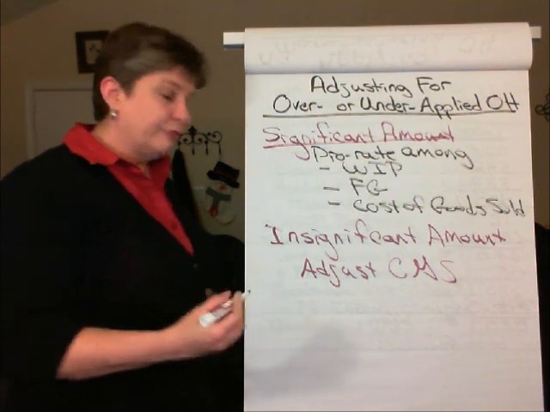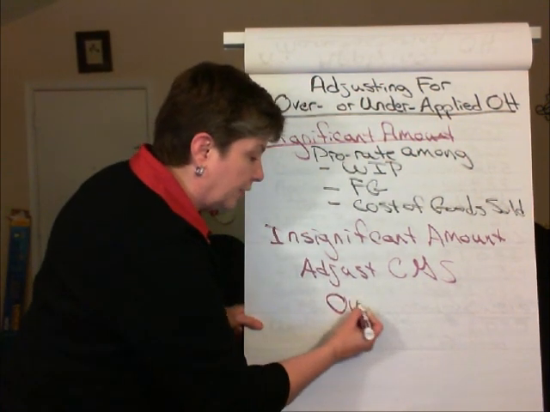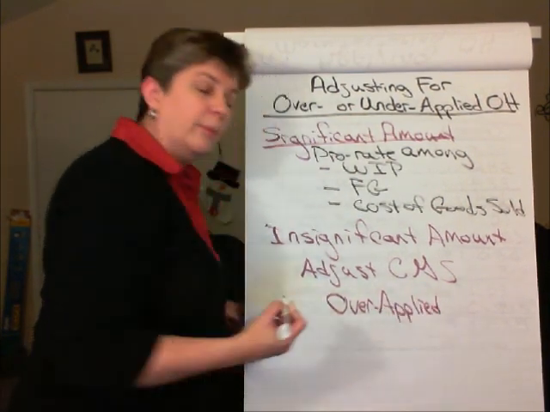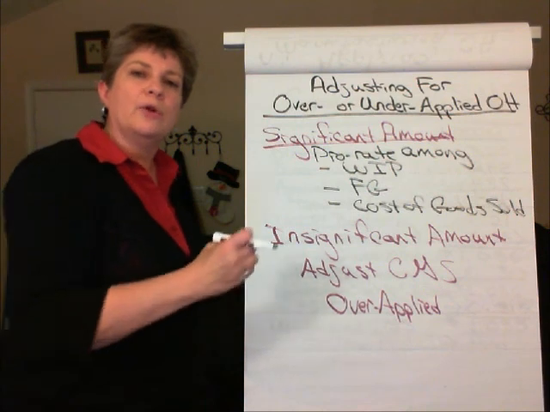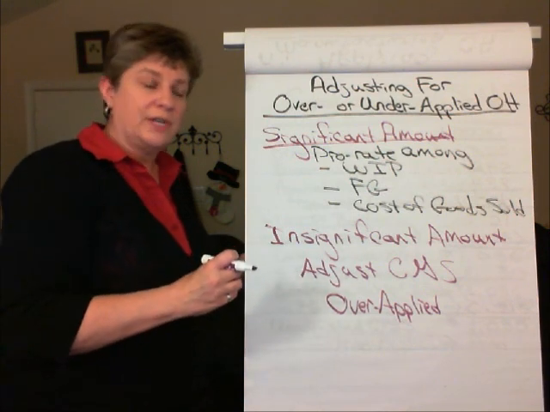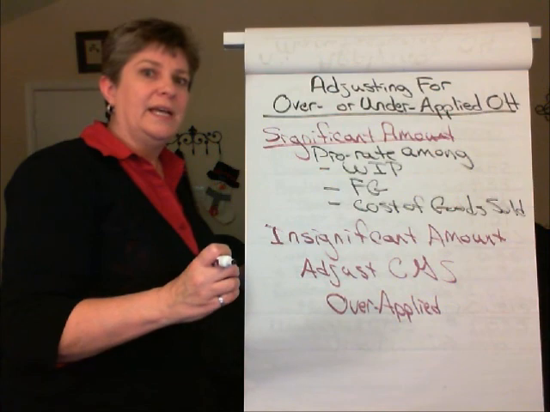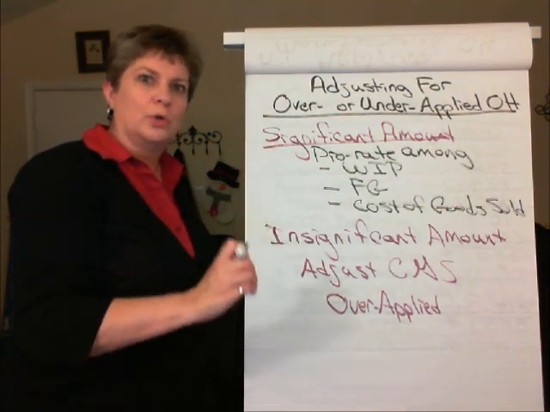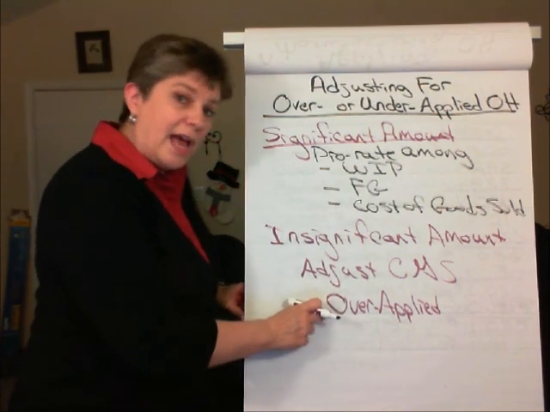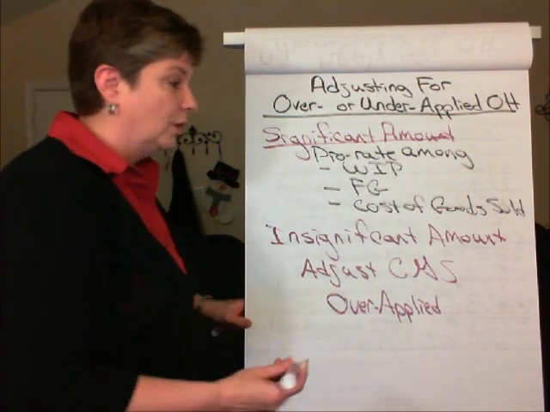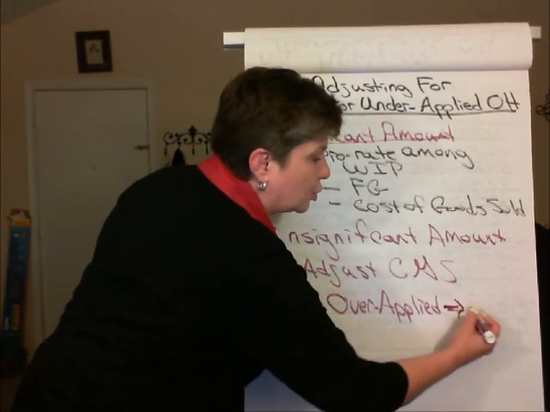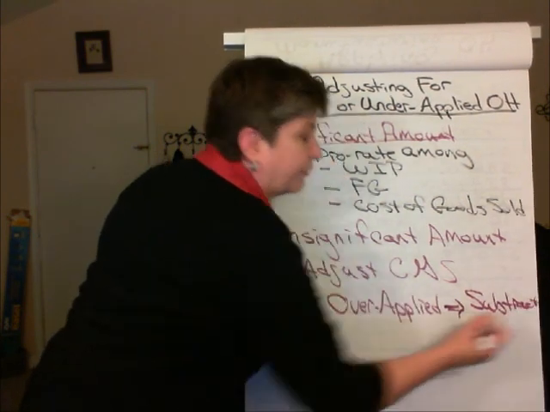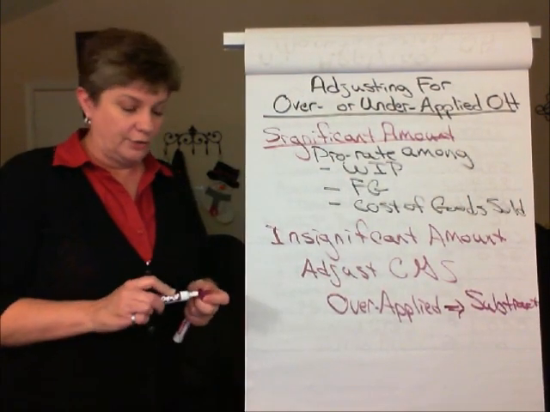Now, if the difference was an over applied amount, and remember with over applied, the applied is greater than the actual cost. And what we're trying to get to is get the estimate back down to what the final actual costs were. So in this case, applied was greater than actual, so we will subtract that difference from the calculated cost of goods sold.